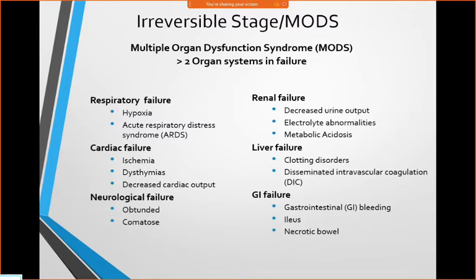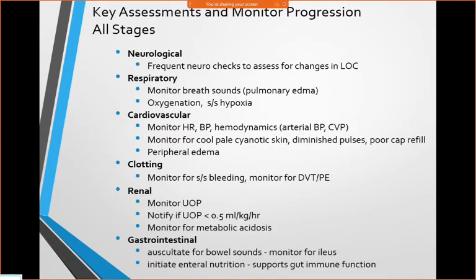So what we're going to do is use sepsis as our way to see how these stages progress. But when we're worried that we have either a cardiogenic, a hypovolemic, a septic, meaning you have an infection that could be getting worse, or an anaphylactic shock, you're going to be monitoring all body systems for perfusion.